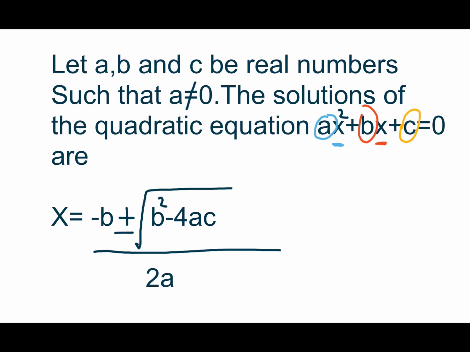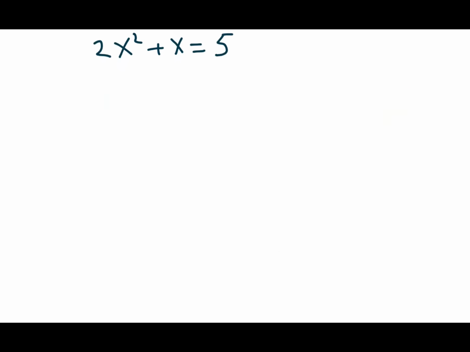Remember that before you apply the quadratic formula to a quadratic equation, you must write the equation in standard form, that is ax squared plus bx plus c equals 0. Let's solve the first example, that is 2x squared plus x equals 5. First, we need to set the equation equal to 0, or write the equation in standard form.